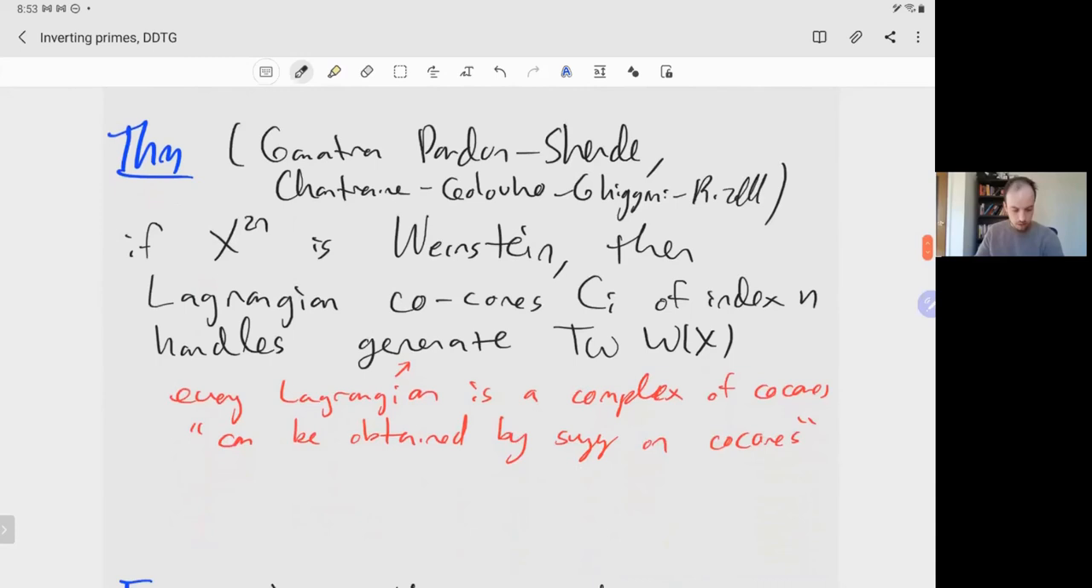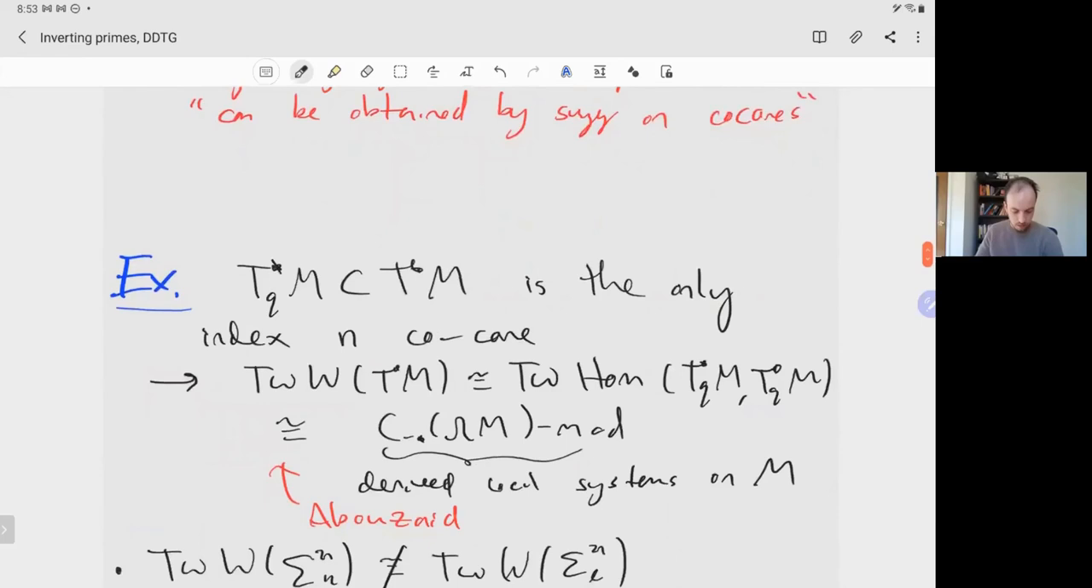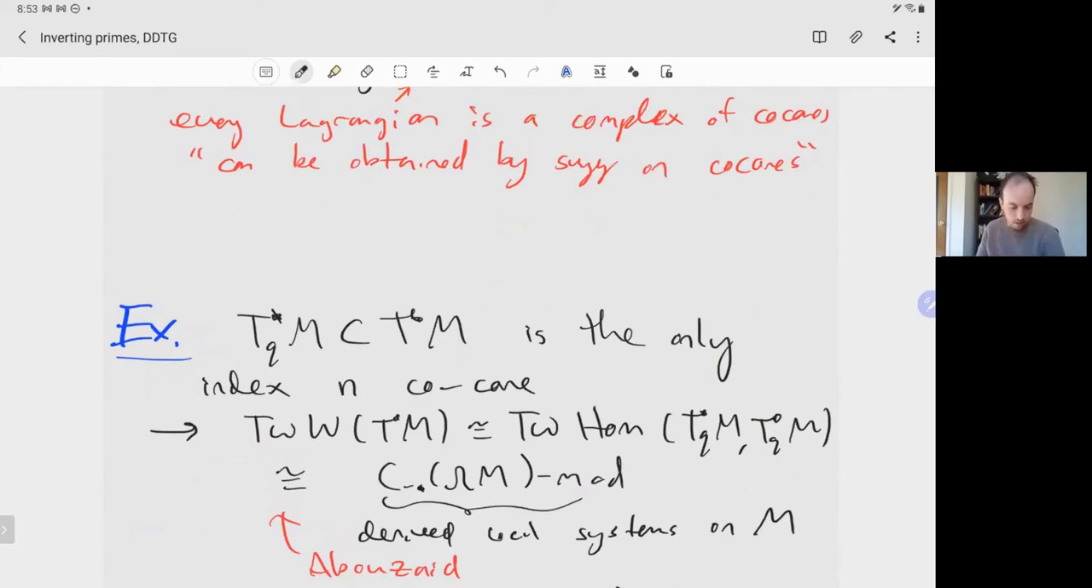Okay, so here's an example computation. Let's go back to the cotangent bundle. Recall that the cotangent fiber is the only index cocore for the presentation that I gave. And this implies that twisted complexes on the Fukaya category are isomorphic to twisted complexes on just that fiber, which is determined by endomorphisms from the fiber to itself. Abouzaid computed that the wrapped Floer homology between the fiber and itself is equal to chains on the based loop space. And so the whole thing is essentially modules over chains on the based loop space, which are derived local systems on M.